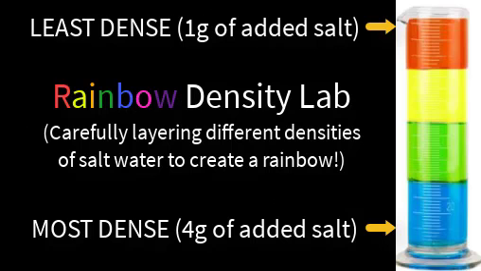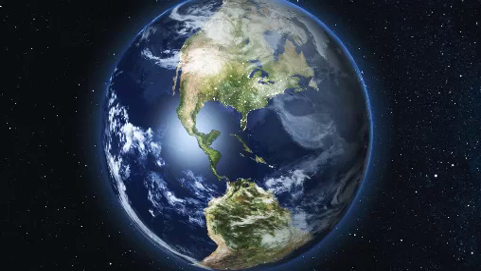Think about the rainbow density activity you did in 6th grade. The least dense salt water, meaning the water with the least amount of added salt molecules, would sit on top. Now, if you never got the chance to do this activity, just type rainbow density activity into your browser and a million different labs will pop up for you to try. So how does this relate to the Earth?